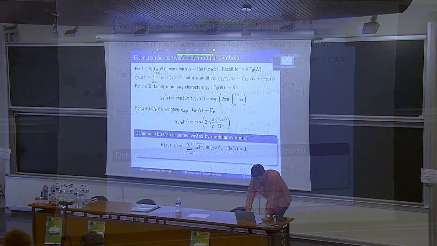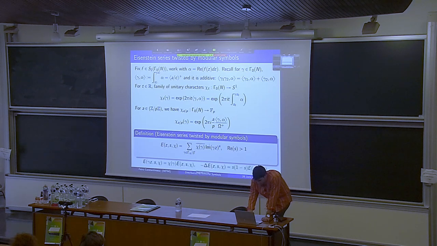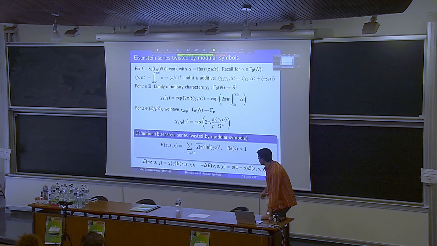So we average over the cosets the imaginary part, and it behaves very nicely. If we act with gamma, then we spit out the character in front of it, chi of gamma. And it is an eigenfunction of the Laplacian. If you act with the Laplacian on it, it gives you s times 1 minus s. But very important, it's not in the L2 space, which is crucial.